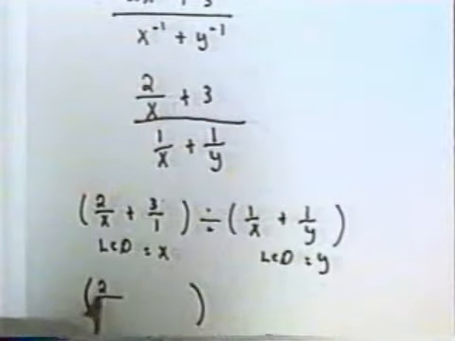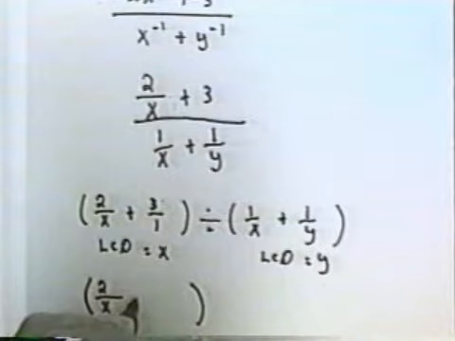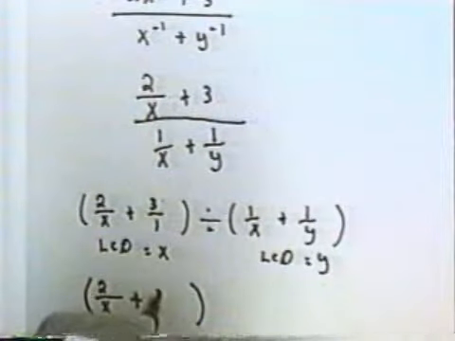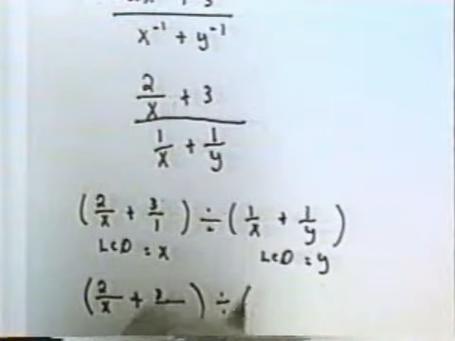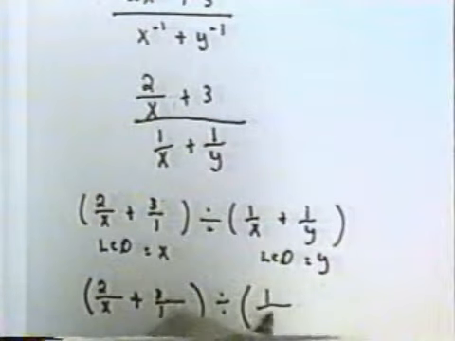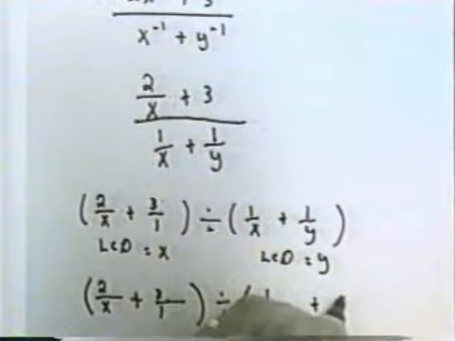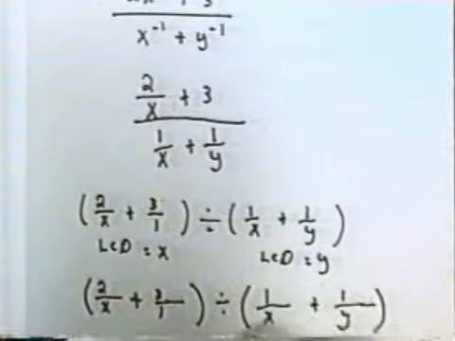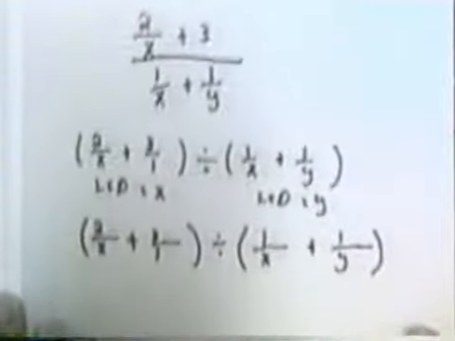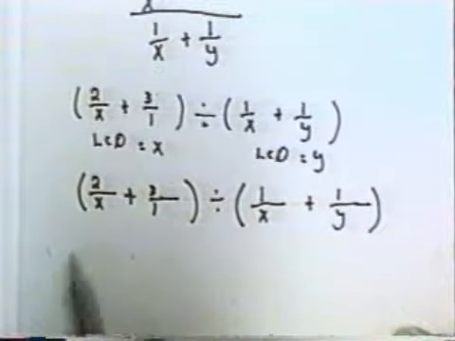So I have 2 over x, leave room to multiply by something, plus 3 over 1, leave room to multiply by something. 1 over x, leave room, plus 1 over y, leave room. Notice I've only recopied the problem. I'm just leaving room to multiply.